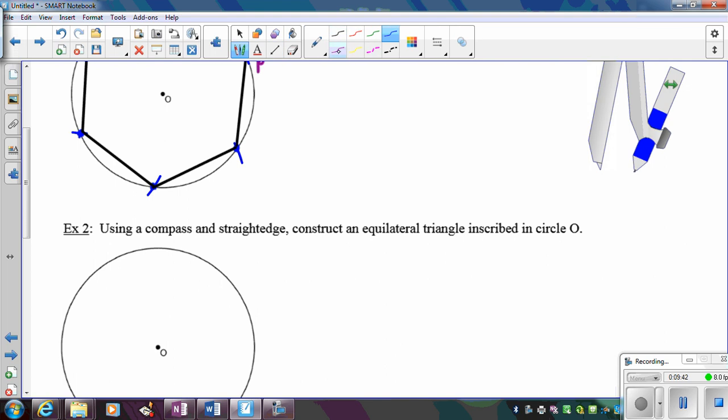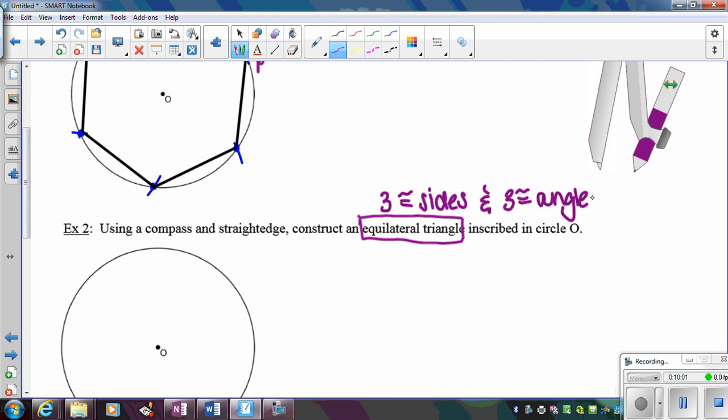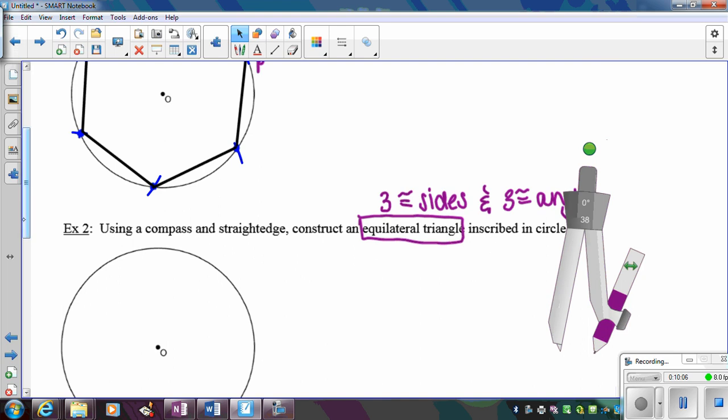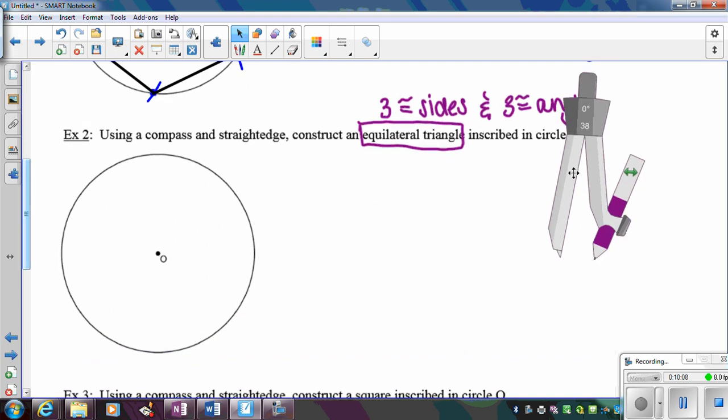The next construction is going to be basically starting off the same way, because now what we're looking at is constructing an equilateral triangle. So instead of 6 equal sides, well, we want half as many. So what we're going to do is we're going to use the hexagon construction, but we're only going to connect 3 points, because an equilateral triangle is going to have 3 congruent sides and 3 congruent angles. So that means for this one, we're going to start off the same way, get our hexagon vertices, and then we're going to just connect 3 of them.